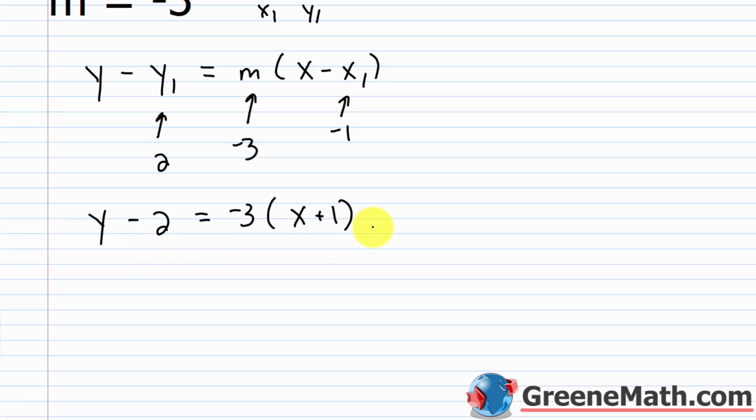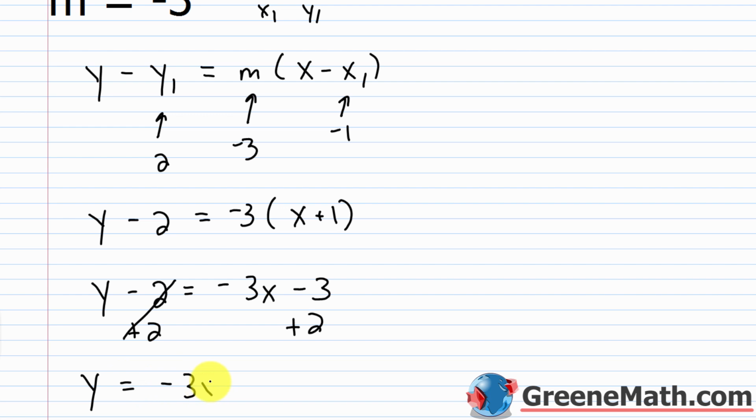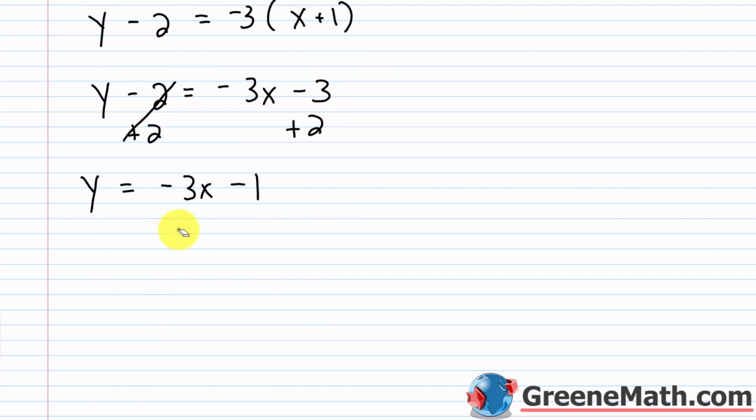And again, we want to continue until we get it in slope-intercept form. So I'm going to keep simplifying. So y minus 2 is equal to -3 times x is -3x. And then -3 times 1 would be -3. So now I can just add 2 to both sides of the equation. That's gone. I'll have y is equal to -3x, -3 plus 2 is -1. So y equals -3x minus 1. And again, this is slope-intercept form. We have y equals mx plus b, right? Where -3 is the slope, m, and -1 is your b, your y-intercept.